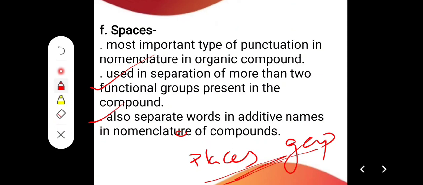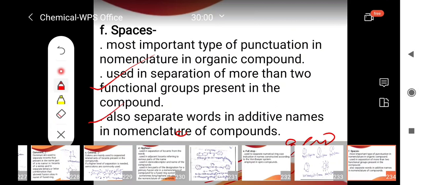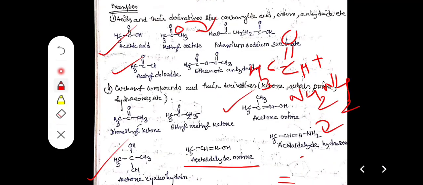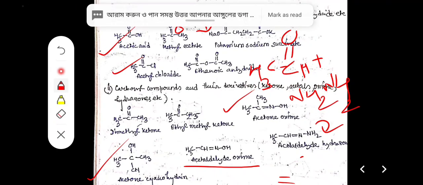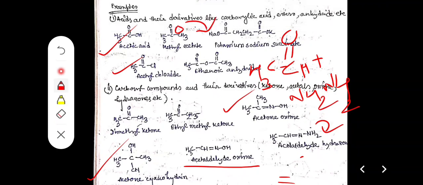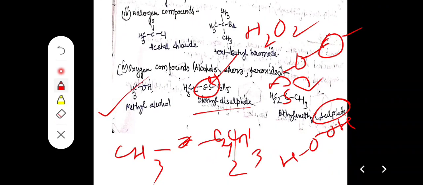Spaces are for separation when more than one functional group is present in the compound. So for separation we use spaces, and also to separate words in additive names in the nomenclature of compounds. And these are the examples: acids and their derivatives, like carboxylic acid, ester, anhydride; carbonyl compounds and their derivatives, ketone, acetals, oxime, hydrazones; and then halogen compounds, oxygen compounds, alcohols, ethers, peroxide.